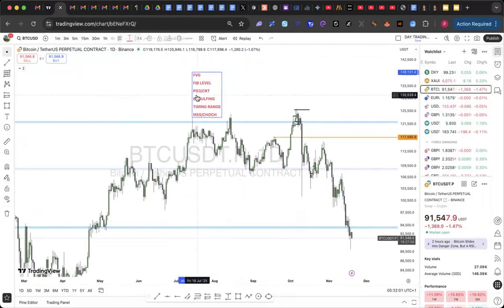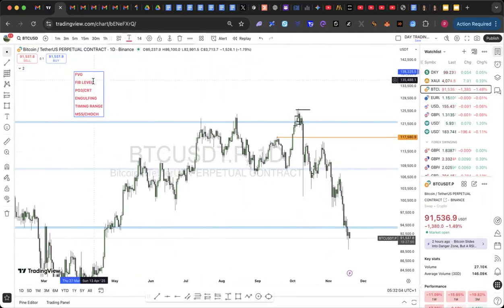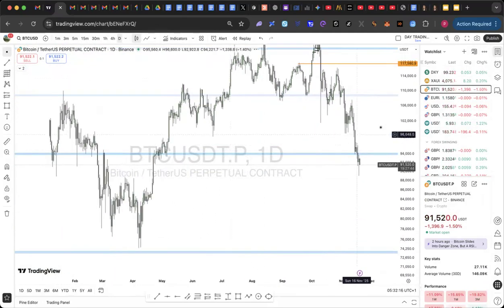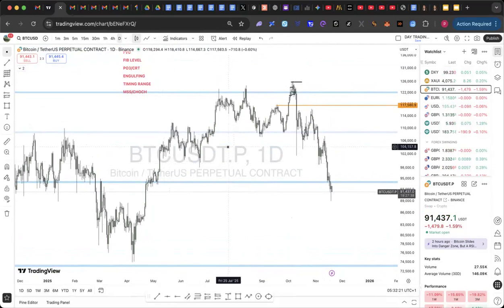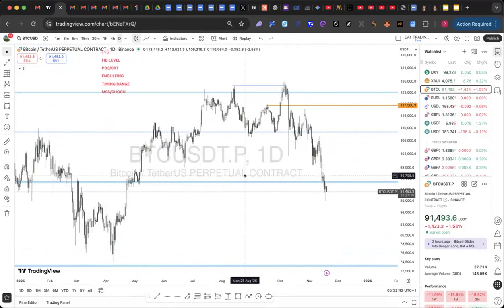Okay. Right. So maybe I was teaching something: FVG, Fibonacci level, power of 3, CRT, engulfing, time range, and MSS or change of structure. All right, so let's quickly go. There's something that happened on Bitcoin, and that's what's happening right now. Okay, on a higher time frame, Bitcoin had swept what we call buy-side liquidity, which makes a lot of sense.